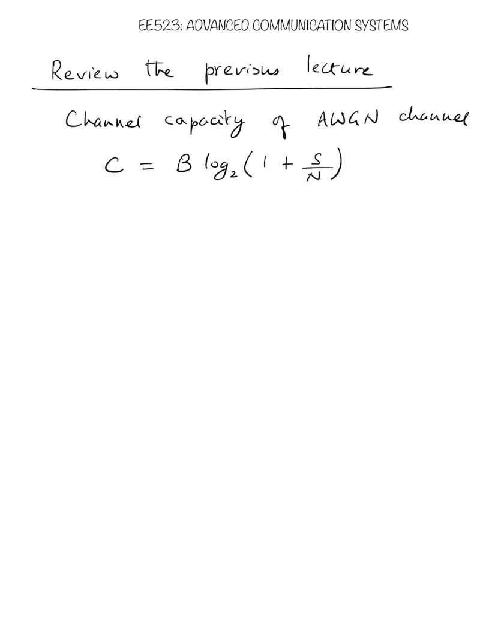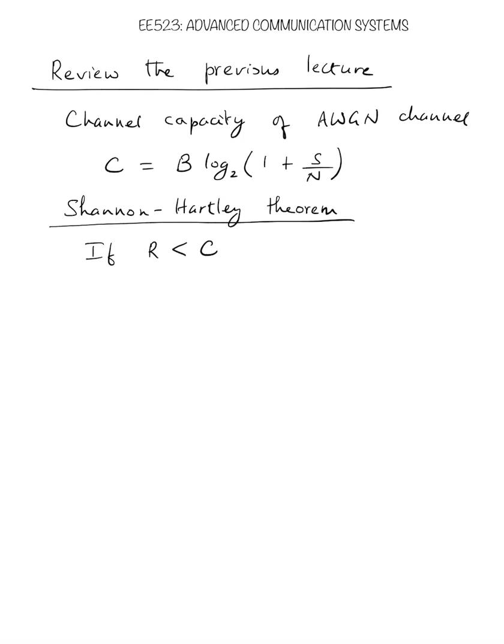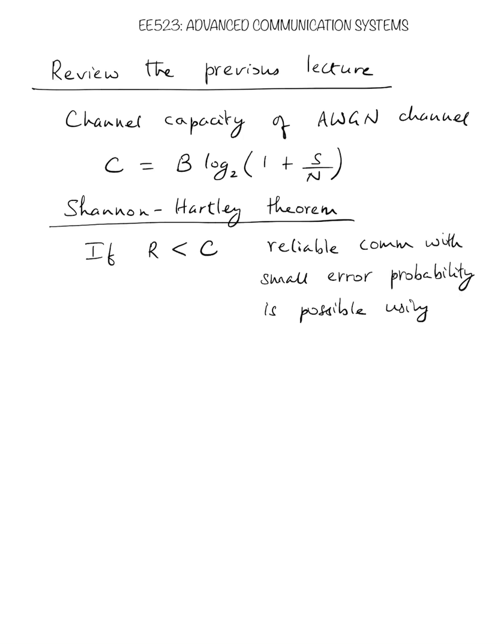And then we talked about the Shannon-Hartley theorem, also called the channel capacity theorem, which says that if the rate of communication R is less than the capacity of the channel C, then reliable communication with small error probability is possible using some coding technique. Okay, coding.